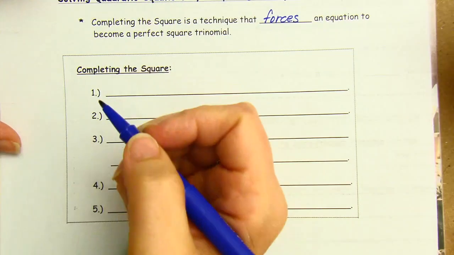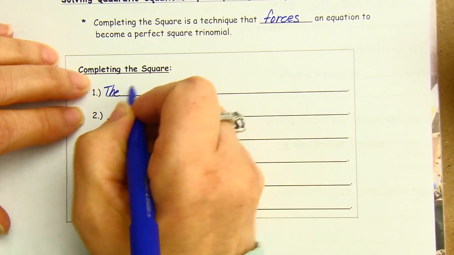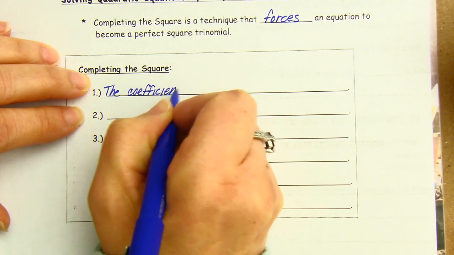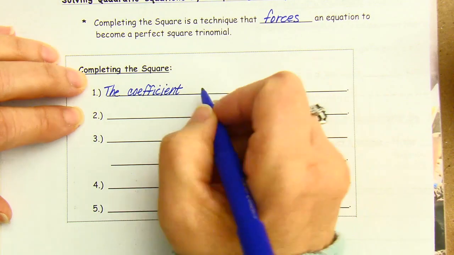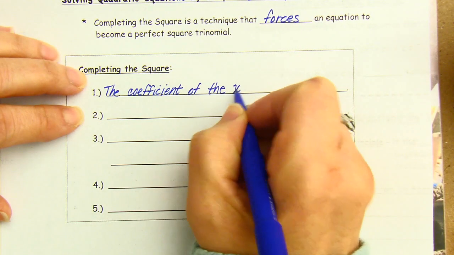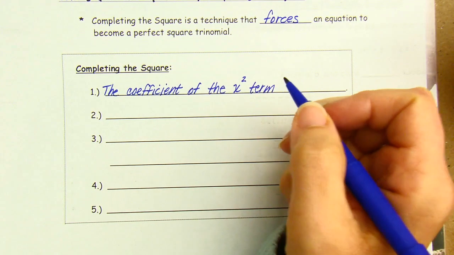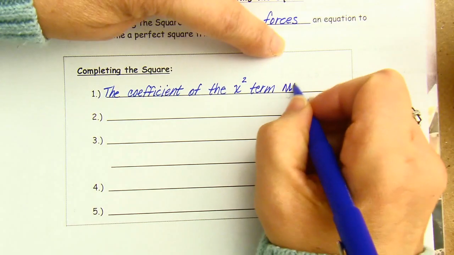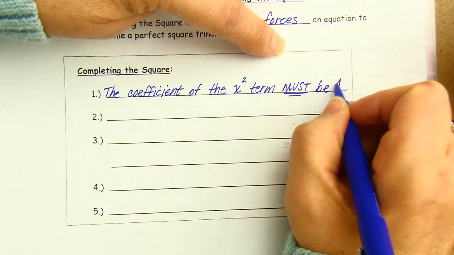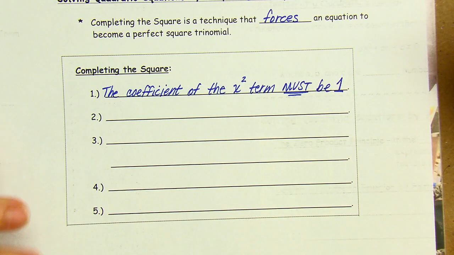So, number 1, when you are completing the square, the coefficient of your quadratic term, or we'll say of the x squared term, which is our quadratic term, must be 1. You can't complete the square unless that's a 1.